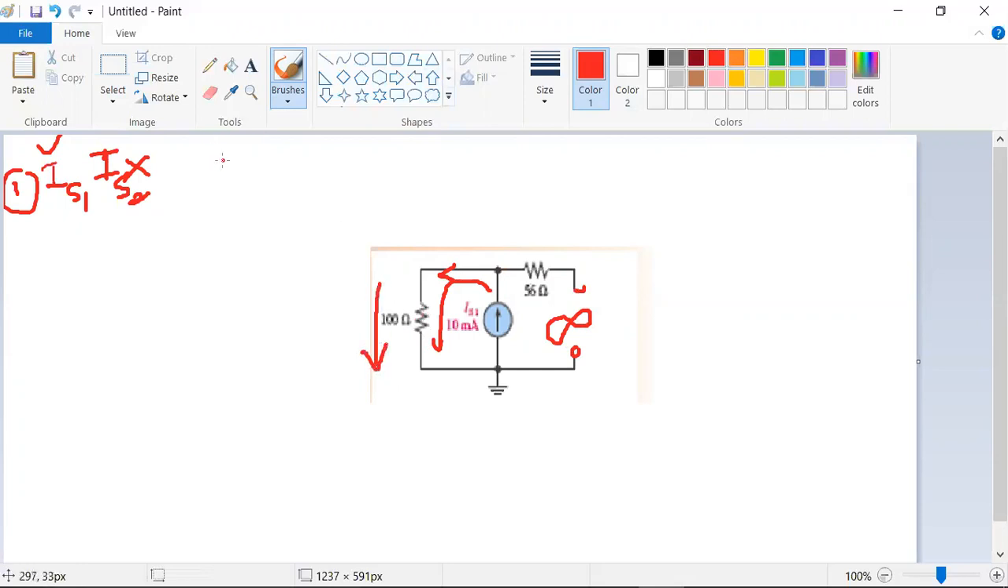Please, direction is very important. The direction of IS1's current flowing through the 100 ohm resistor is downward. So for clarity, the current through the 100 ohm resistor while activating the IS1 source is how much? Not 100, sorry, 10 milliamps. 10 milliamps of current is traveling through this element, right?